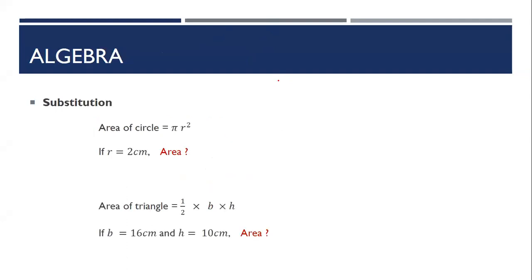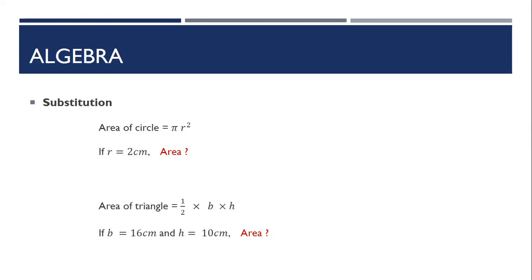The first one we are going to talk about is substitution. That means when we give a value to an unknown term, how we work out the question. So here, in substitution, we know the area of a circle, the equation we are using is πr². If r is 2 centimeter, what is the area value?